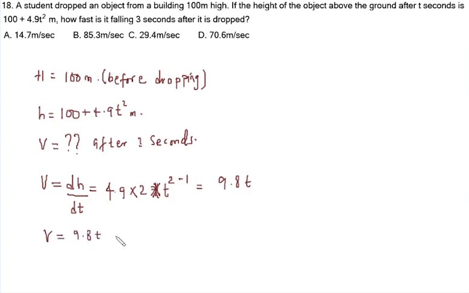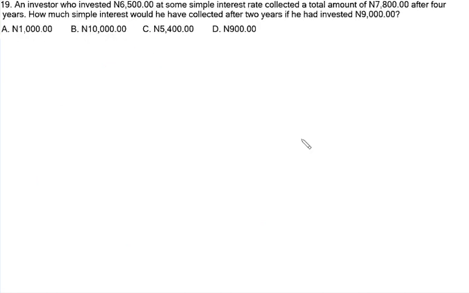So after 3 seconds, 9.8 times 3 is now equal to 29.4 meter per second. Okay, so the answer is C.